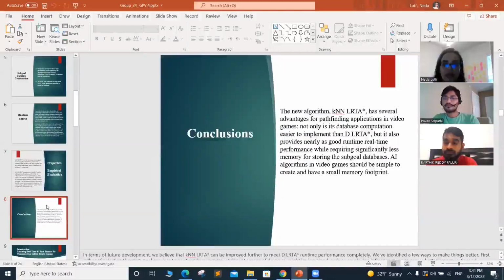As a conclusion, I would say the new algorithm kNN LRCA has several advantages for path-finding applications in video games. Not only is its database computation easier to implement than DLRCA, but it also provides nearly as good runtime real-time performance while requiring significantly less memory for storing the subgoal database. AI algorithms in video games should be simple to create and have a small memory footprint.